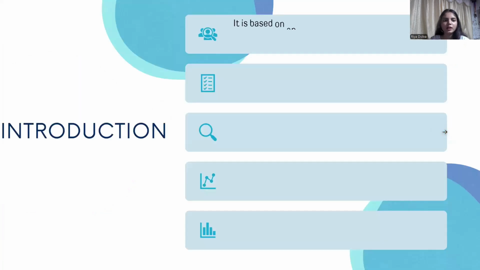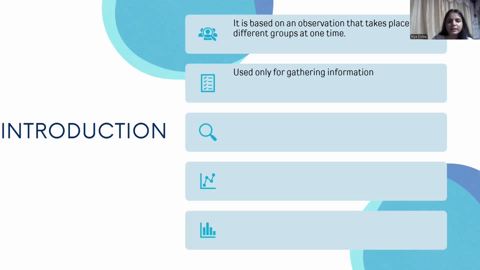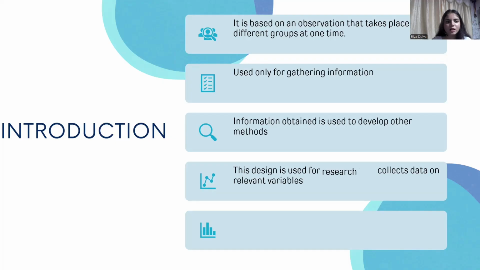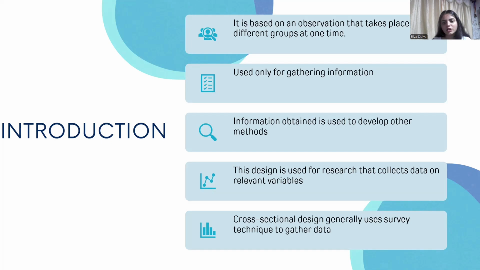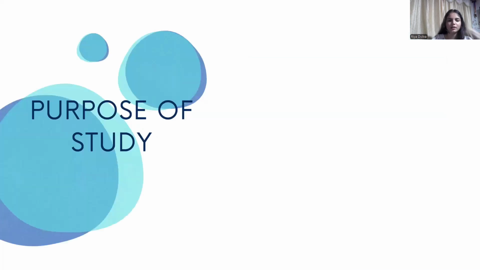So, in introduction, cross-sectional approach is based on observation that takes place at different groups at one time. This method is used to gather information only. The information may be used to develop a method to investigate the relation that is observed. A cross-sectional design is used for research that collects data on various variables. Cross-sectional design generally uses survey technique to gather data.